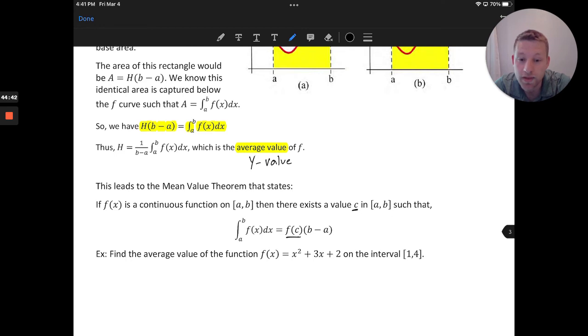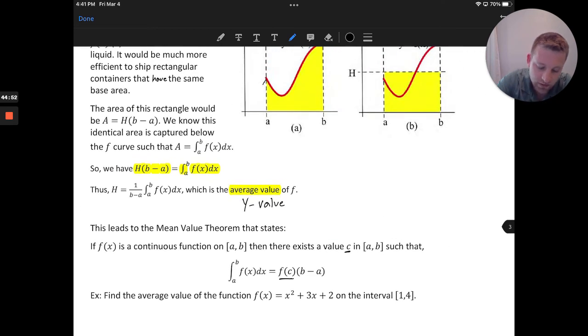Now that f of c, that value, is really going to be the functional value that's describing that average value. So if you wanted to kind of notate that picture, that f of c is going to be that average value there. Or c is the input value where we reach that average. So that is always true for us.